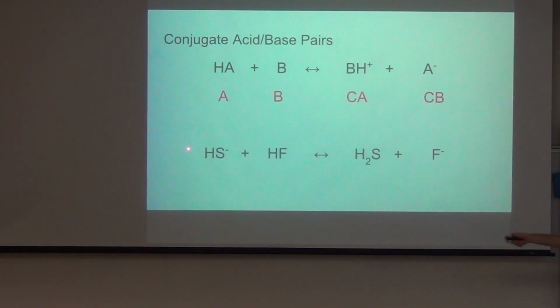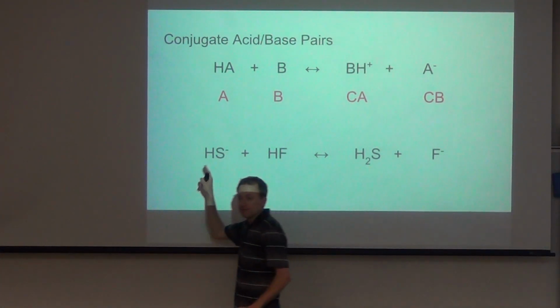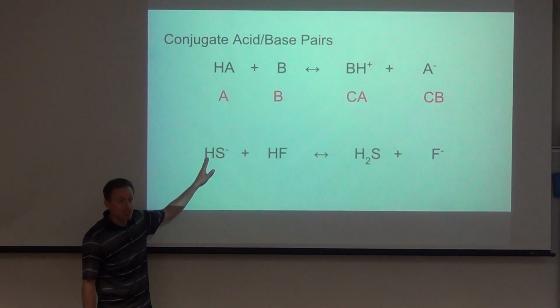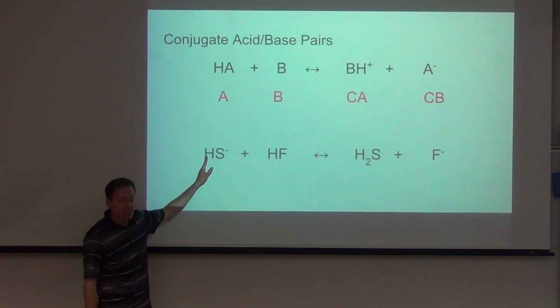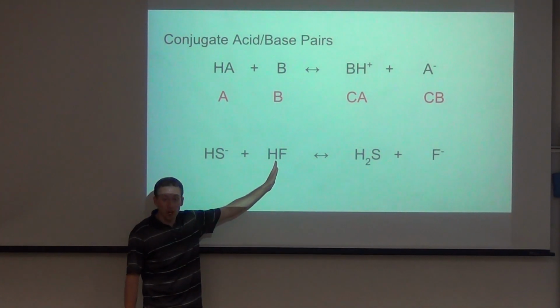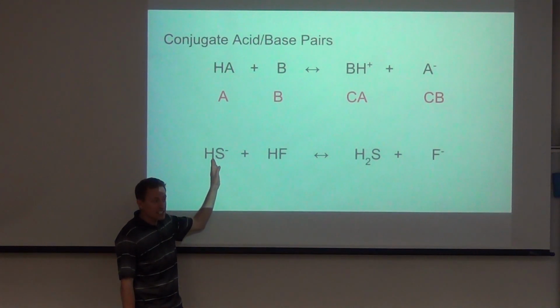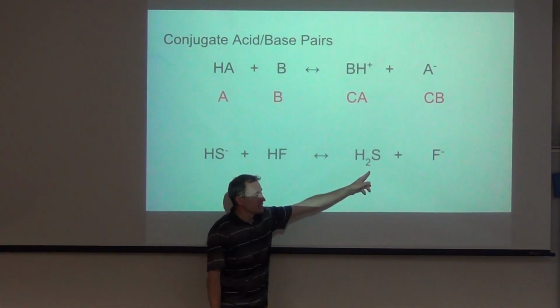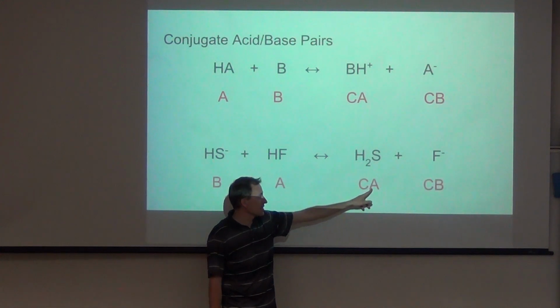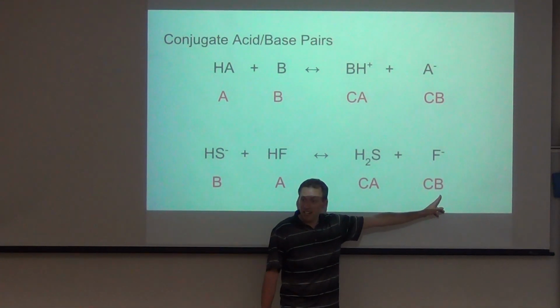So HS, what did it do? It gained. So that is a base. So that's a base. I have to say acid, right? Automatically. If this is a base, its partner has to be the conjugate acid. And if I say the conjugate acid, the other one has to be the conjugate base.